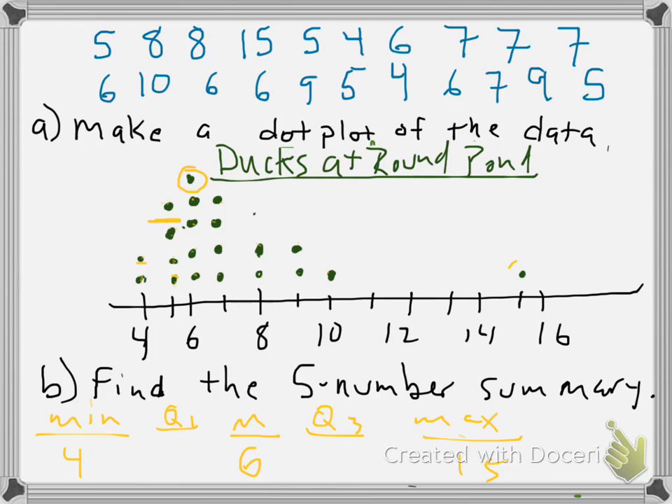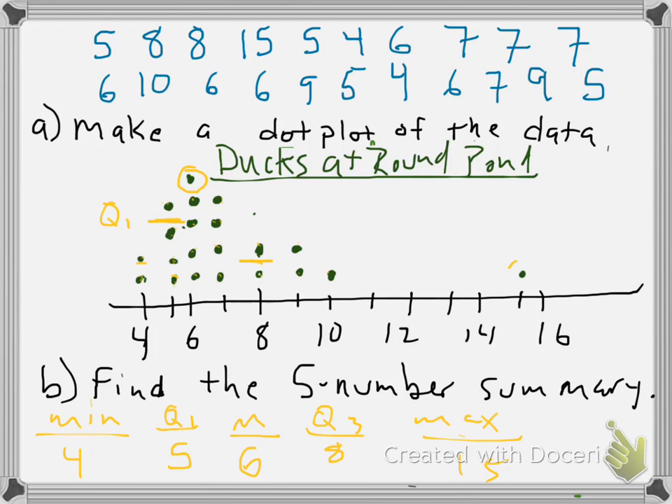Since there were 10 numbers, where's my Q1? It's between the 5th and the 6th dot in this case, which is 5. And likewise, 1, 2, 3, 4, 5, it's between 5 and 6. There's Q3 right there at 8.